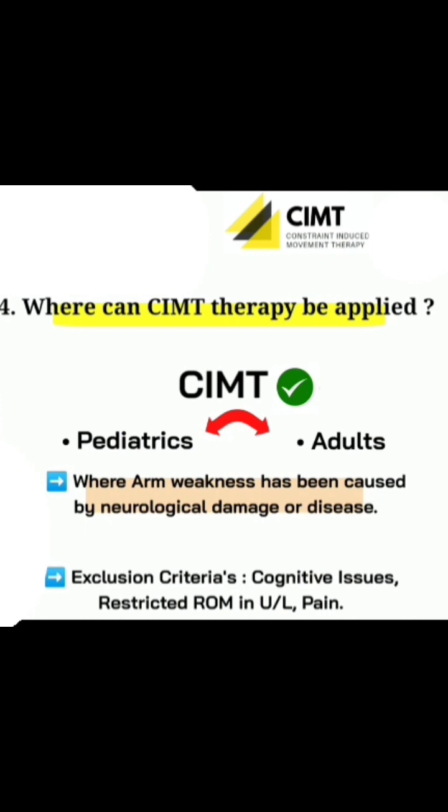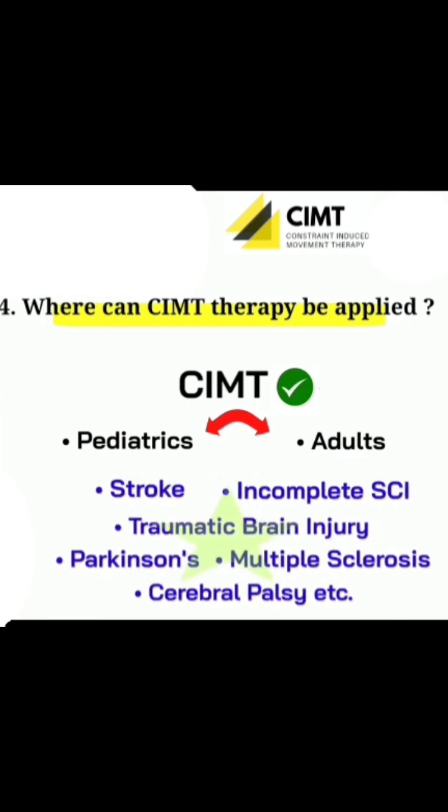Researchers have shown CIMT therapy to be equally effective for both the pediatric as well as the adult age population. Main conditions in which CIMT training programs have shown significant improvements in the functional usage of the paralytic upper limb include conditions like stroke, incomplete SCI, traumatic brain injury, Parkinson's disease, multiple sclerosis, cerebral palsy, etc.